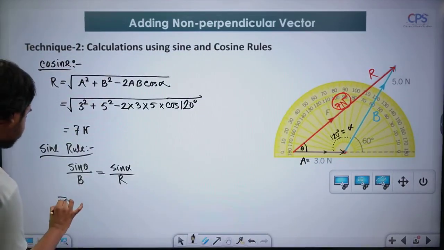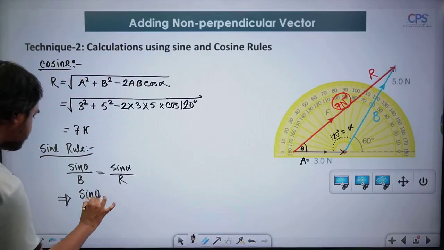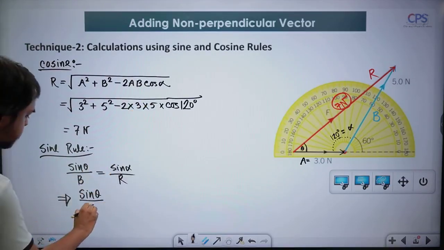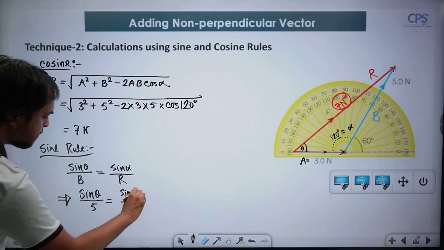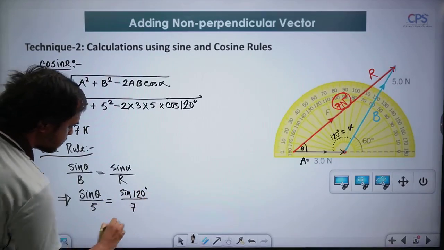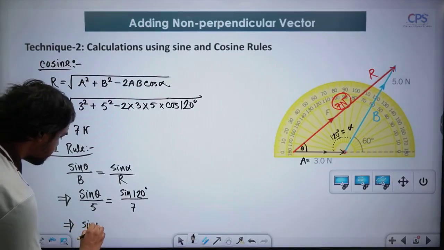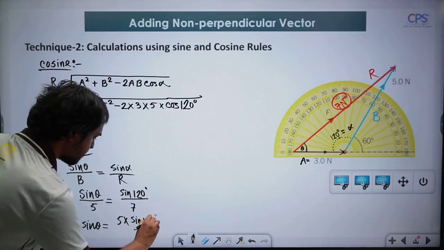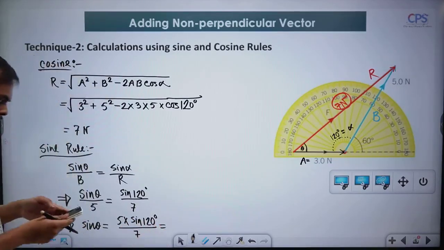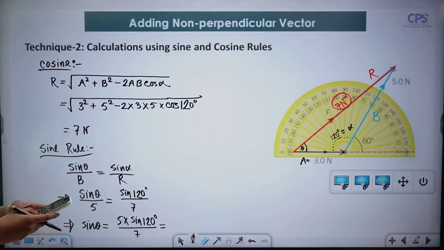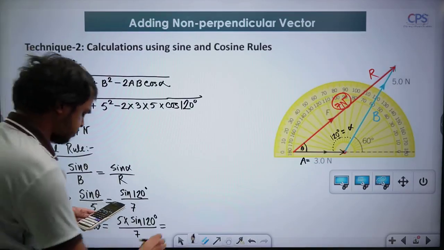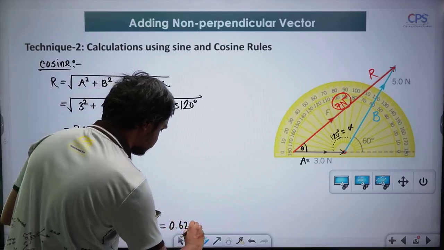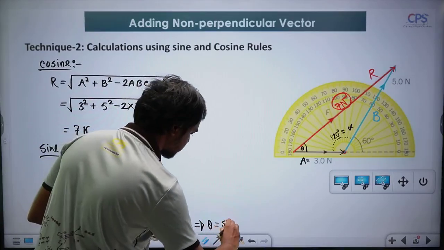So the theta is unknown right now. Sine theta, B is 5 Newtons, sine of 120 by R, which is 7 Newton. So sine of theta equals 5 into sine 120 by 7. Okay, so 5 into sine 120 by 7 is 0.62, and theta is sine inverse of this answer.